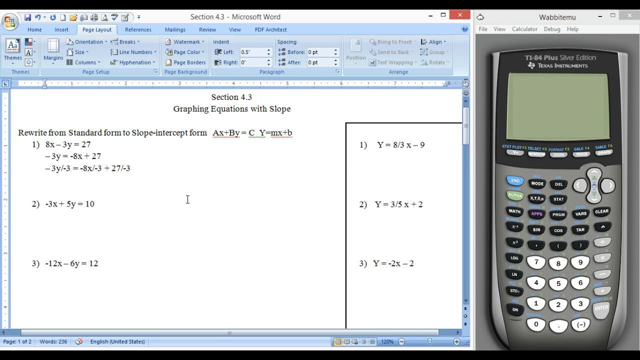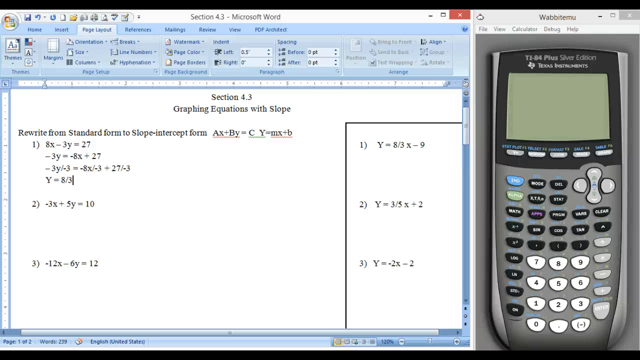So now on the left side, the -3 divided by -3 is 1. 1 times y is y. And now we have isolated y, and we have one more little thing to complete the slope-intercept form. So I have a -8 divided by -3. That means I get a positive number, negative divided by a negative. And you'll notice that I'm going to go ahead and keep this as an improper fraction.